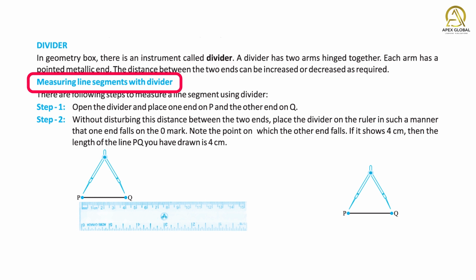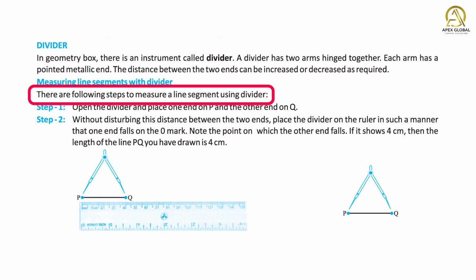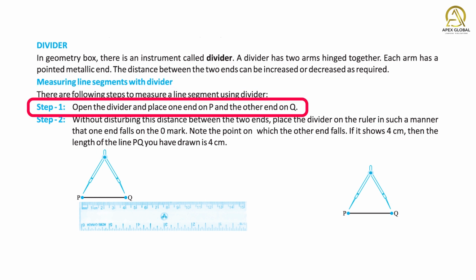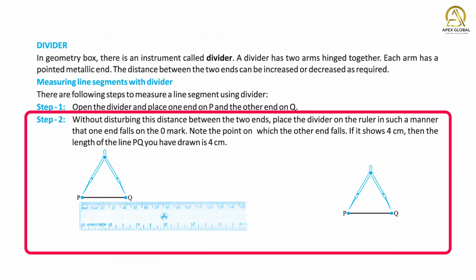Measuring line segments with a divider. There are the following steps to measure a line segment using a divider. Step 1. Open the divider and place one end on P and the other end on Q. Step 2. Without disturbing the distance between the two ends, place the divider on the ruler in such a manner that one end falls on the 0 mark.